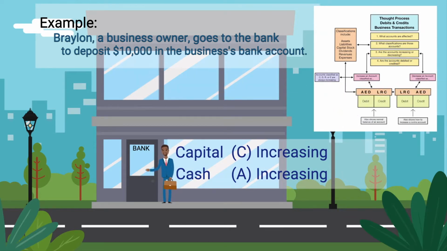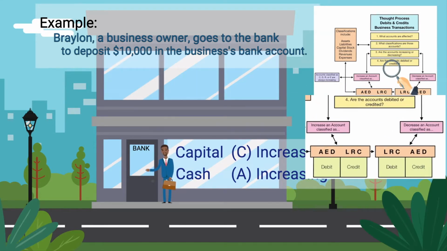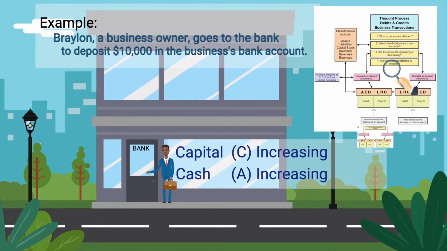Lastly, in step 4, use the images provided to get your debits and credits. In this example, both accounts are increasing, so we will use the AED-LRC image. Capital, which is considered capital, is above credit, while cash, which is an asset, is above debit. So capital is credited while cash is debited. This checks out as debits must always equal credits.